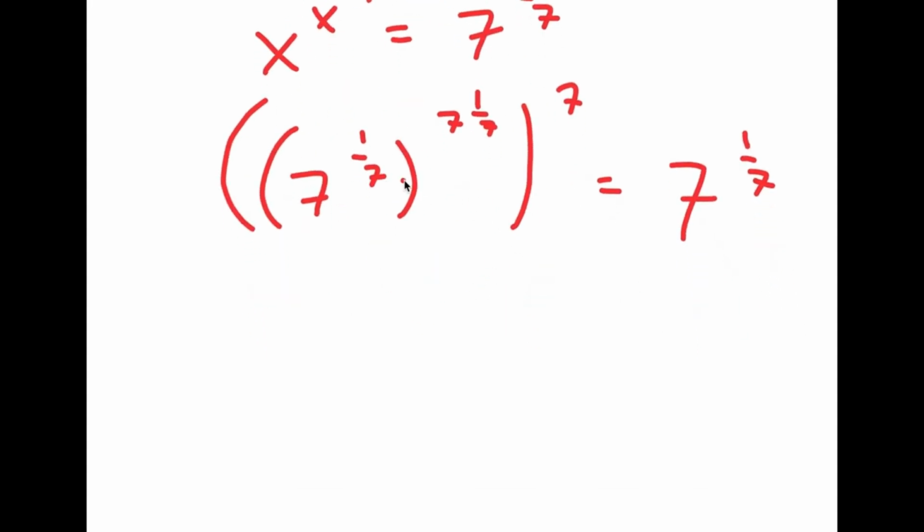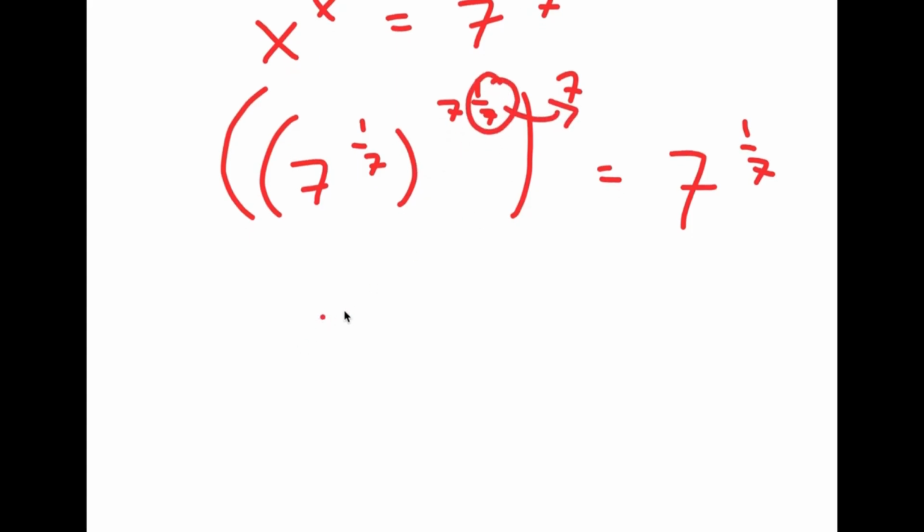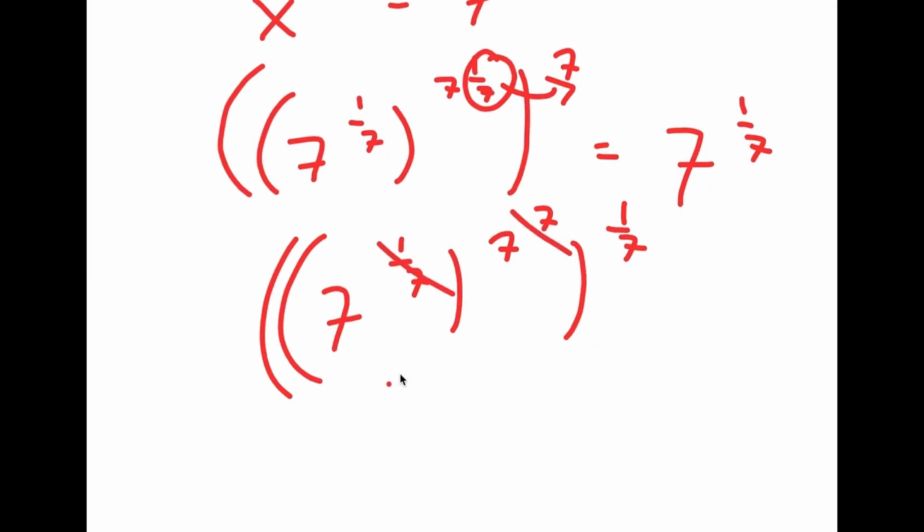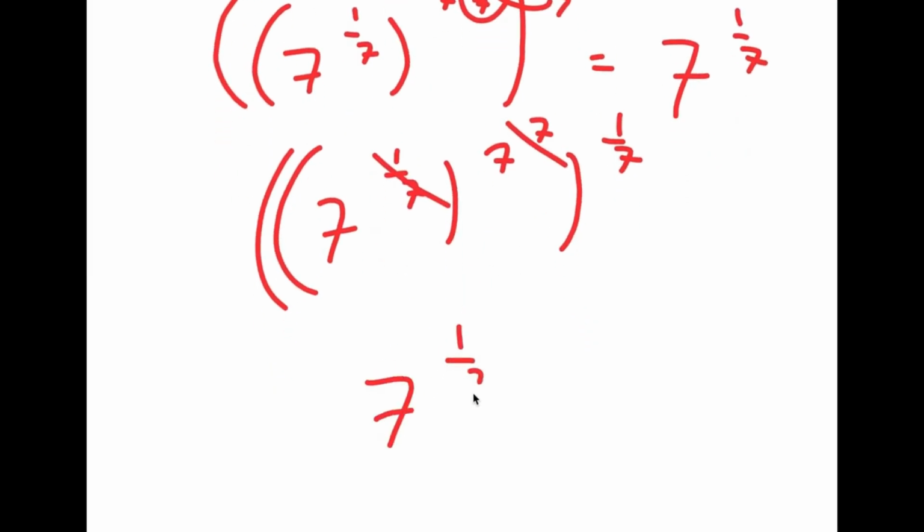And 7 to the power of 1 over 7, to the power of 7 to the power of 1 over 7, well, we can switch these two. So I get 7 to the power of 1 over 7, to the power of 7, to the power of 7 to the power of 1 over 7. And 7 to the power of 1 over 7, to the power of 7 to the power of 7, well, these two cancel out, so I'm simply left with 7 to the power of 1 over 7, which is equal to 7 to the power of 1 over 7.